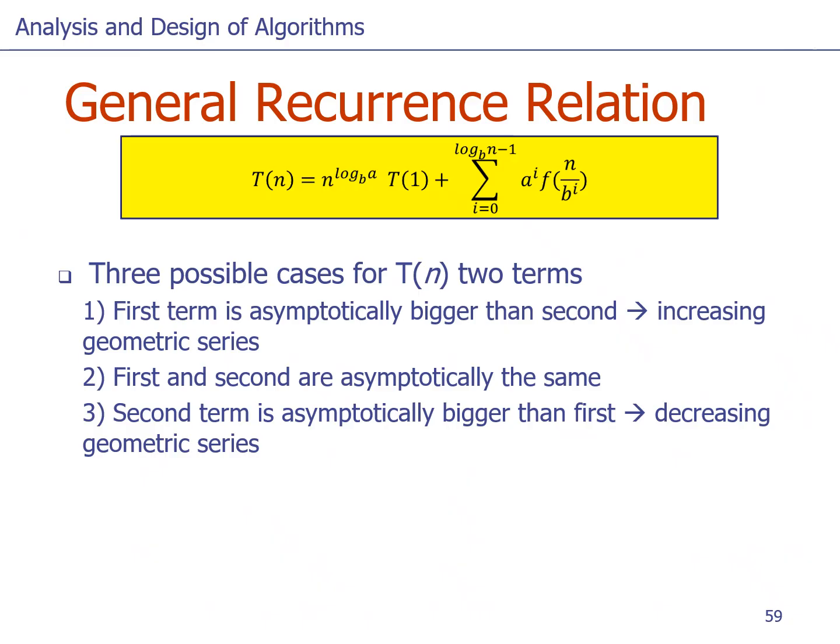So, again, we have in the master method 3 cases. First term is asymptotically bigger than the second: this will be an increasing geometric series. First and second are asymptotically the same. And the third case is where the second term is asymptotically bigger than the first, which is the case of a decreasing geometric series.